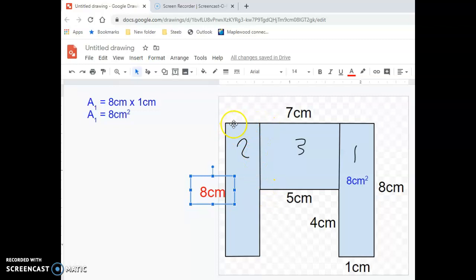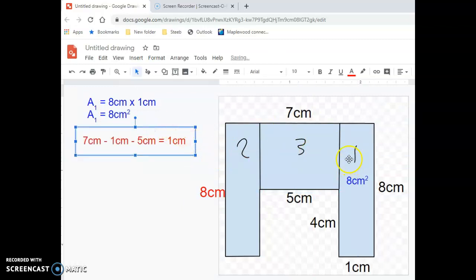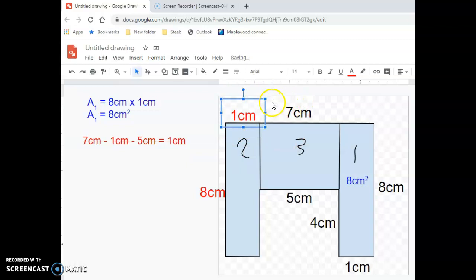So now I just need to figure this one that's left, so I can figure out the width of it. So I'm going to take the whole length side, 7, minus 1, which is this part here, minus 5, and I get 1 centimeter. So I'm going to go ahead and label that as well. So this top here is 1 centimeter.